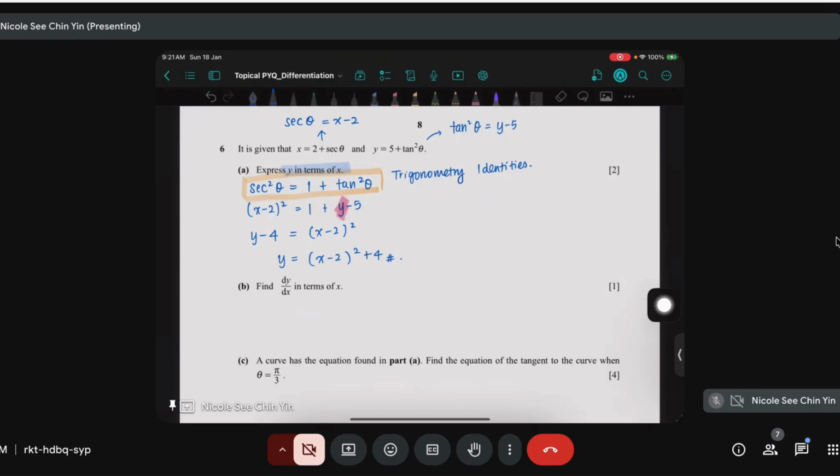Okay. Now, we look for the second one. They ask you to find dy dx in terms of x. So this one is simple. Basically you differentiate from your past one. There will be dy dx equals 2 bracket x minus 2. So you see your x minus 2, you differentiate with x, it becomes 1, so you leave your answer in this way.